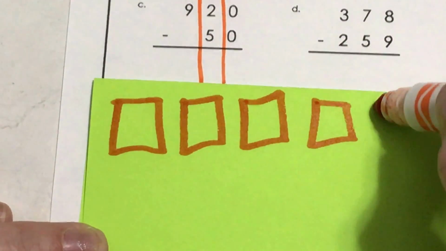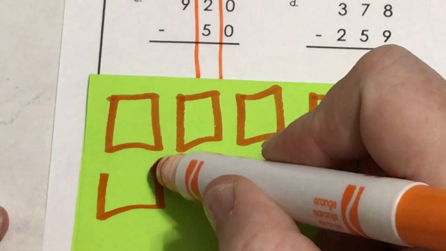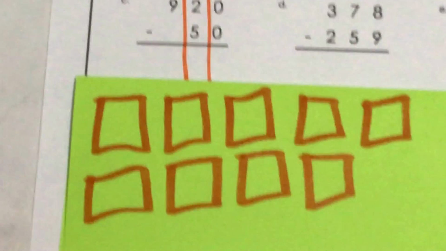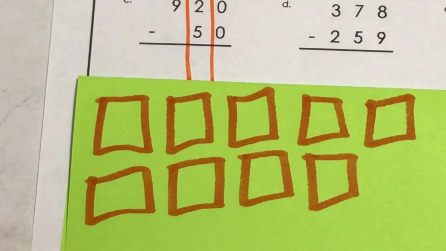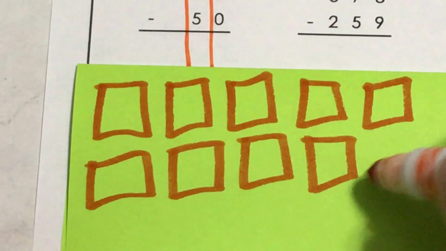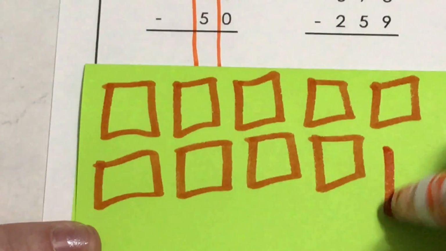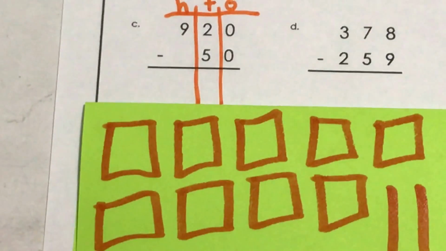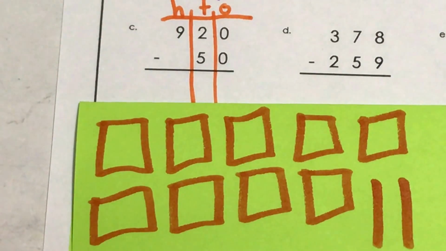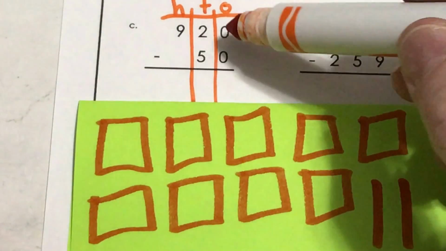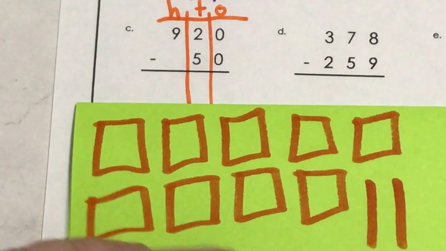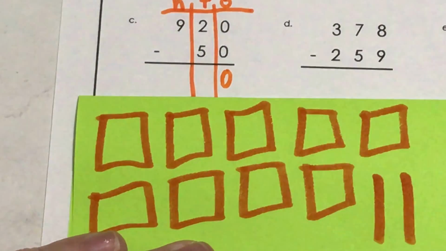So here is our 920, and we have 100, 200, 300, 400, 500, 600, 700, 800, 900. So there's our 900. We have 2 in the tens place. So I'm going to draw 2 groups of 10 just for space on the screen here. I'm going to draw those tens over here. And I have 0 ones. So now I can subtract, always starting with the ones place. Here we have 0 ones minus 0 ones. 0 minus 0 is 0.